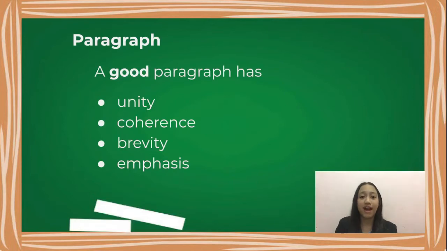A good paragraph has, first, unity. A paragraph with unity develops a single idea thoroughly and links it to the rest of the paper. Second is coherence. It is achieved when sentences are ordered in a logical manner and when clear transitions link sentences. Next is brevity. Be brief, while at the same time covering all the necessary points. Next is emphasis. It is a careful arrangement of words to give them special weight and prominence.